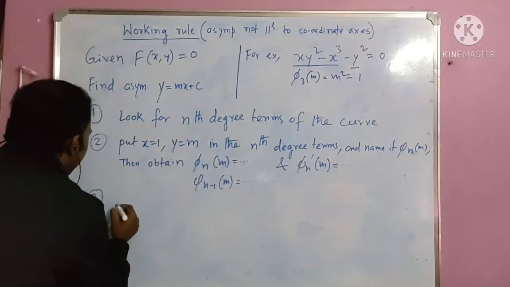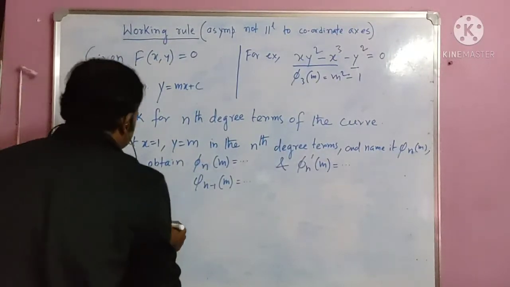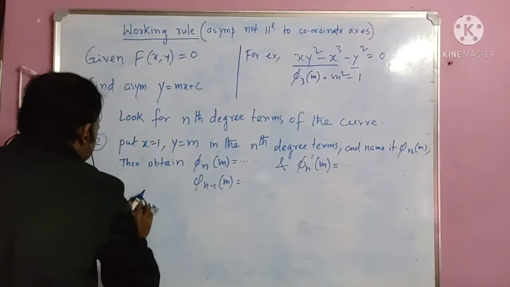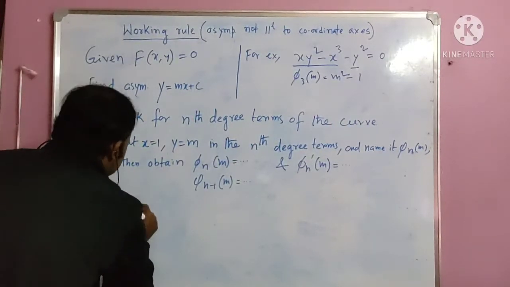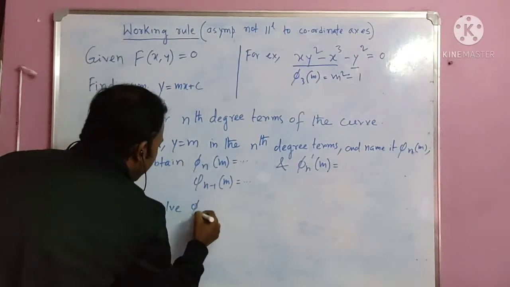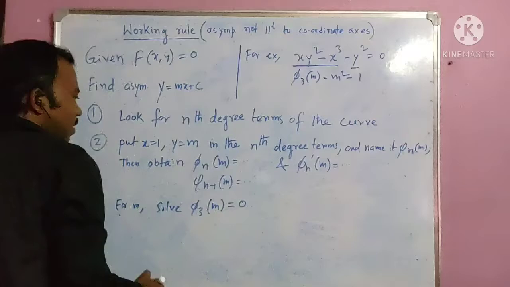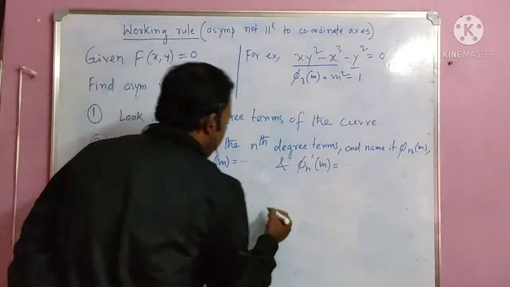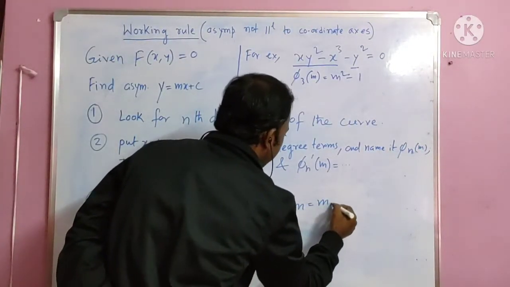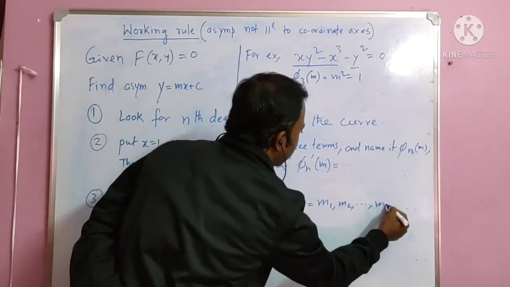Okay, so after getting this, number 3, for m, solve phi 3 of m equals 0. This will give values for m. Say m equals m1, m2, up to mn.